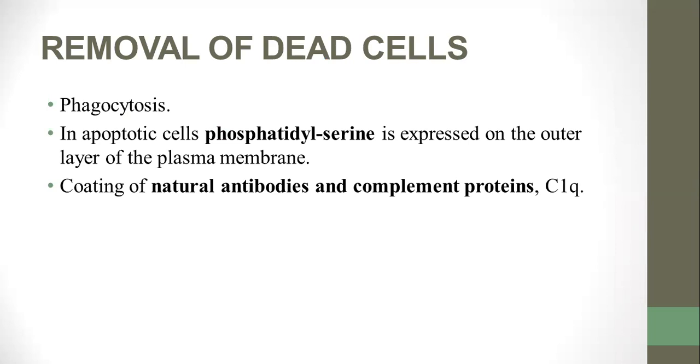The apoptotic cells are removed by phagocytosis. In an apoptotic cell, there is phosphatidylserine expressed on the outer layer of the membrane, which makes these cells more palatable for the macrophages. Also, they are coated by antibodies and complement proteins, which helps macrophages to recognize these cells.